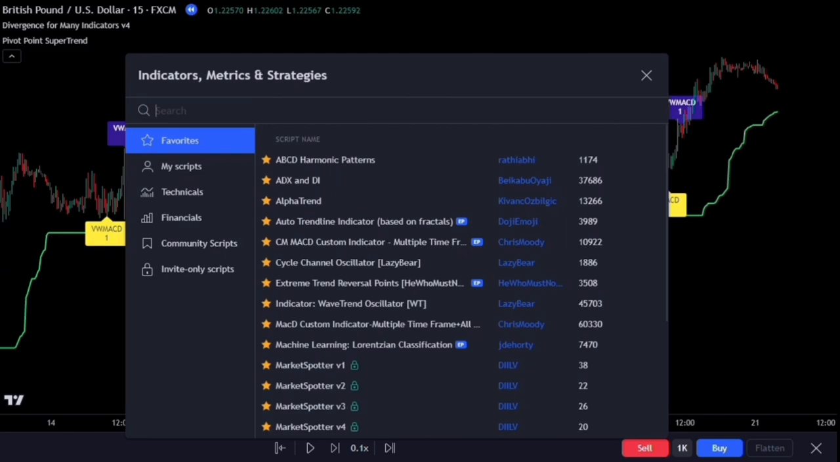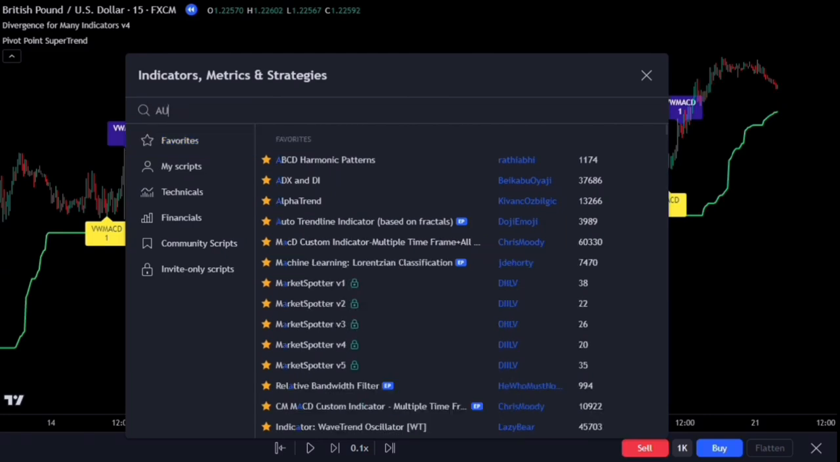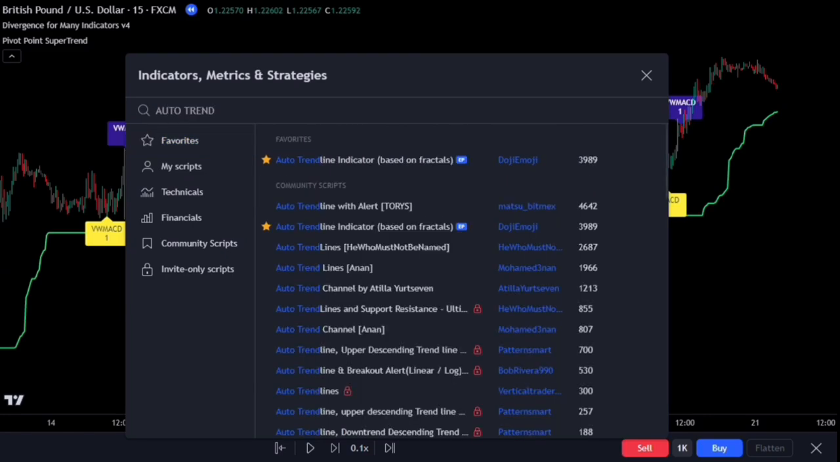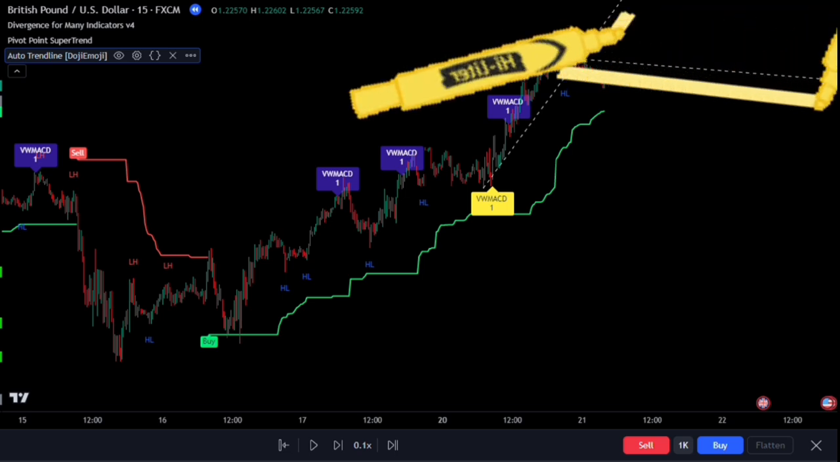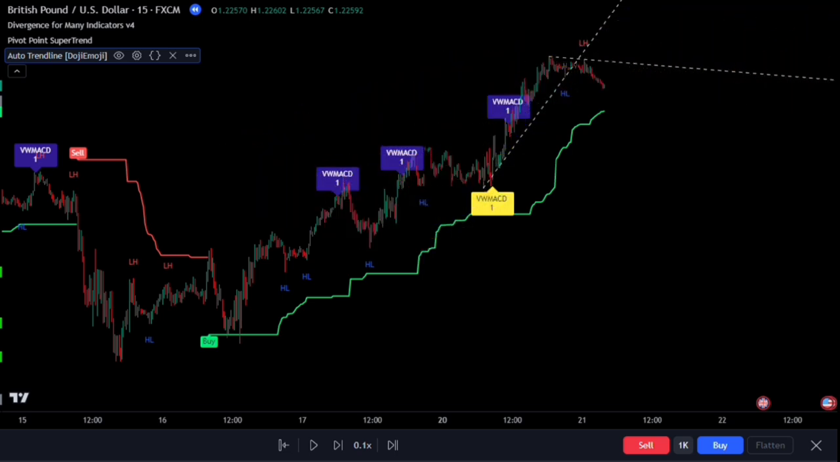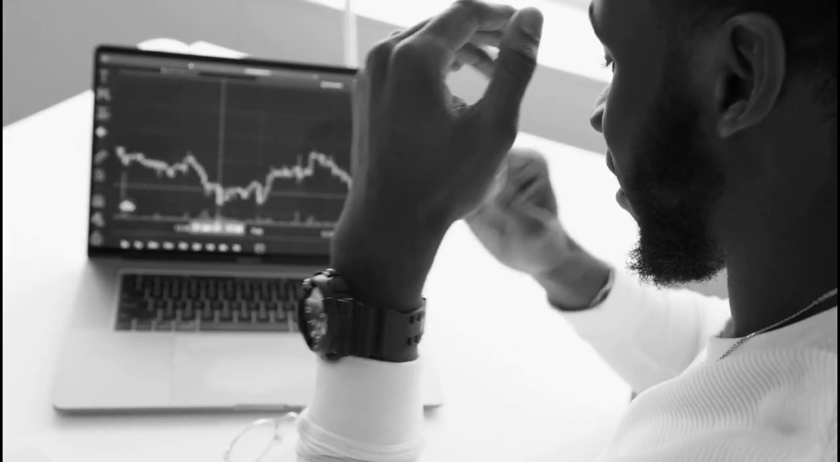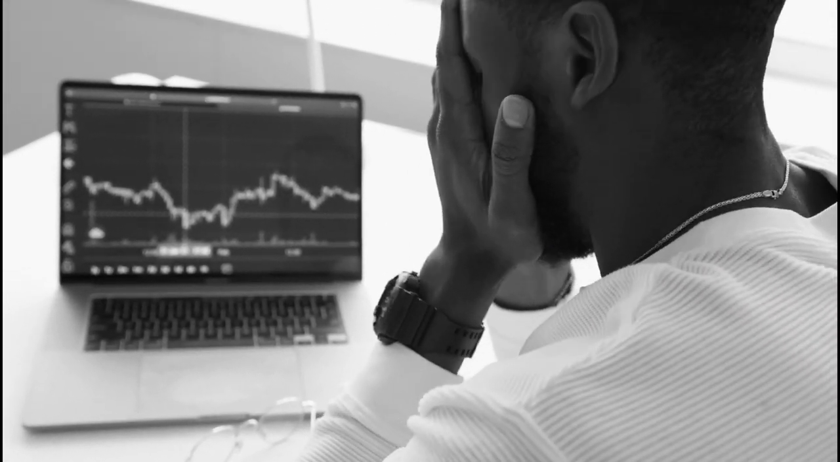Now add the last indicator to the chart to better eliminate false signals from the market. Add the auto trend line, this one right here by Doji Emoji. The auto trend line indicator automatically gives trend line placement on the chart, as well as identifying the points of higher lows and lower highs. So we don't have to go through the pain of identifying these trend lines ourselves.